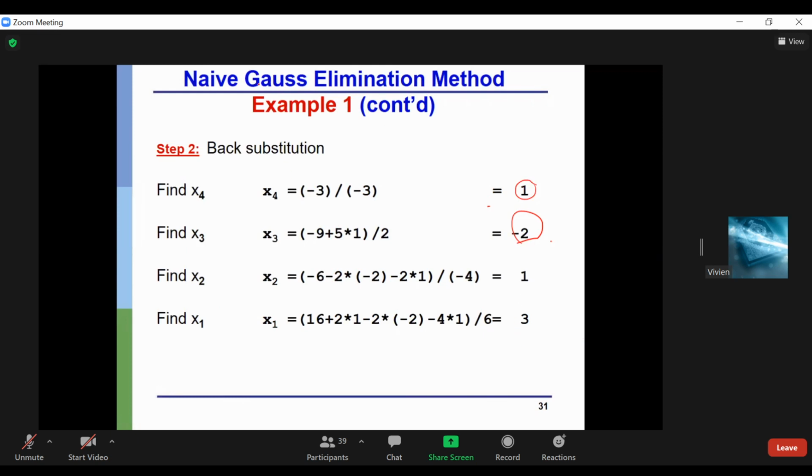And this is called the naive Gauss elimination. So it is said to be naive Gaussian elimination, which means we do the naive approach. We just use the equations as they are.